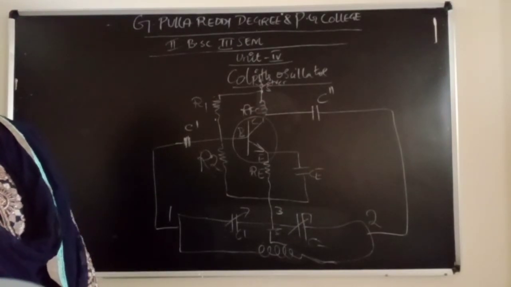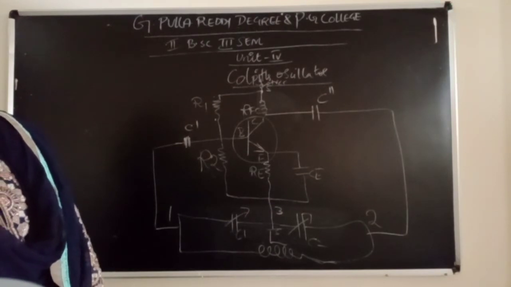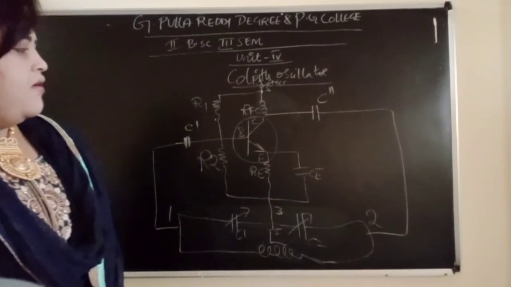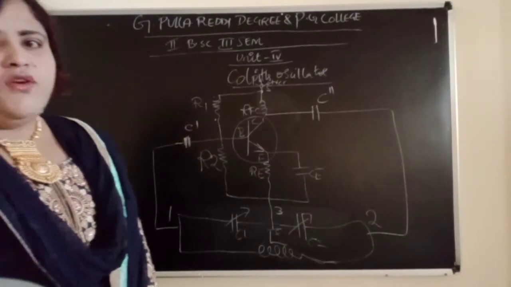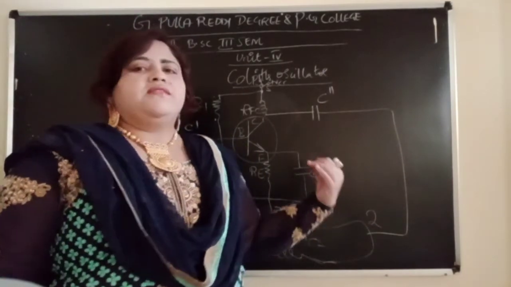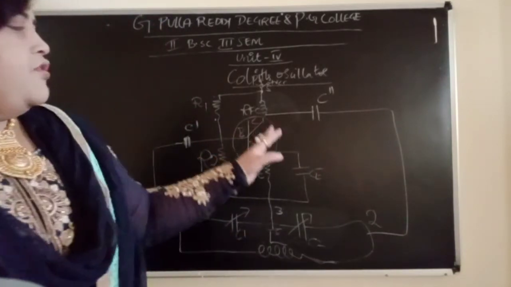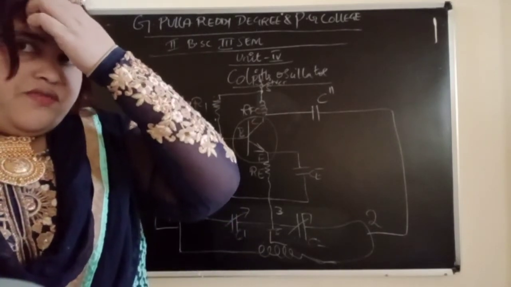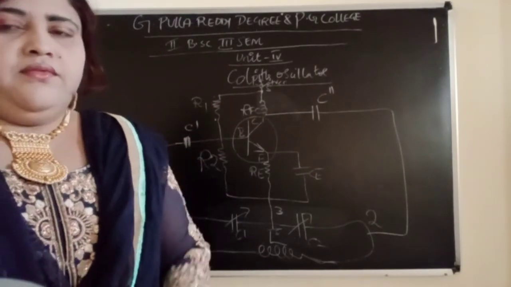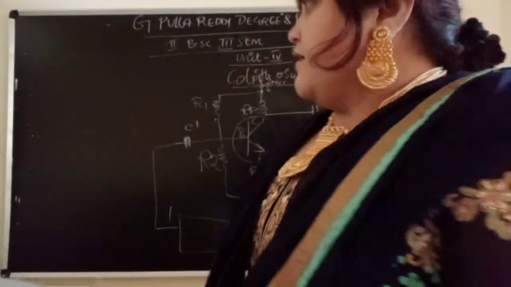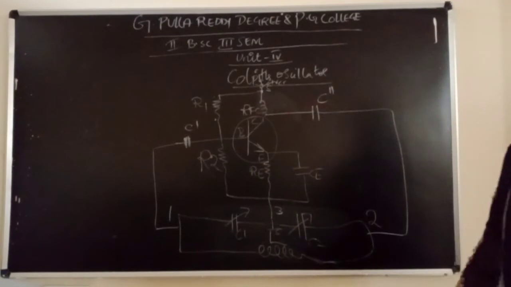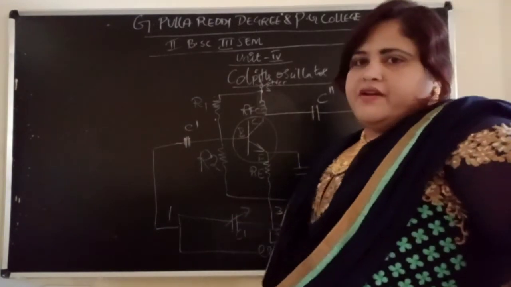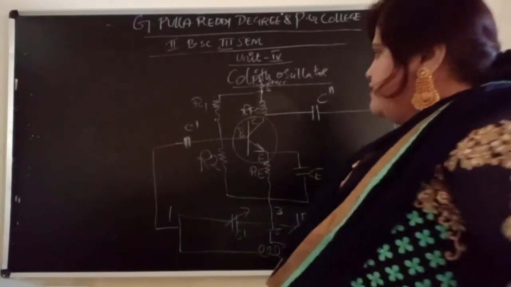Now this is your circuit diagram. First see the circuit diagram perfectly, then only you can understand the operation and circuit description, because if you have studied the Hartley, the same thing is in the Colpitts. Now we will start the circuit description of the Colpitts oscillator. Before that, see this diagram perfectly without any disturbance.